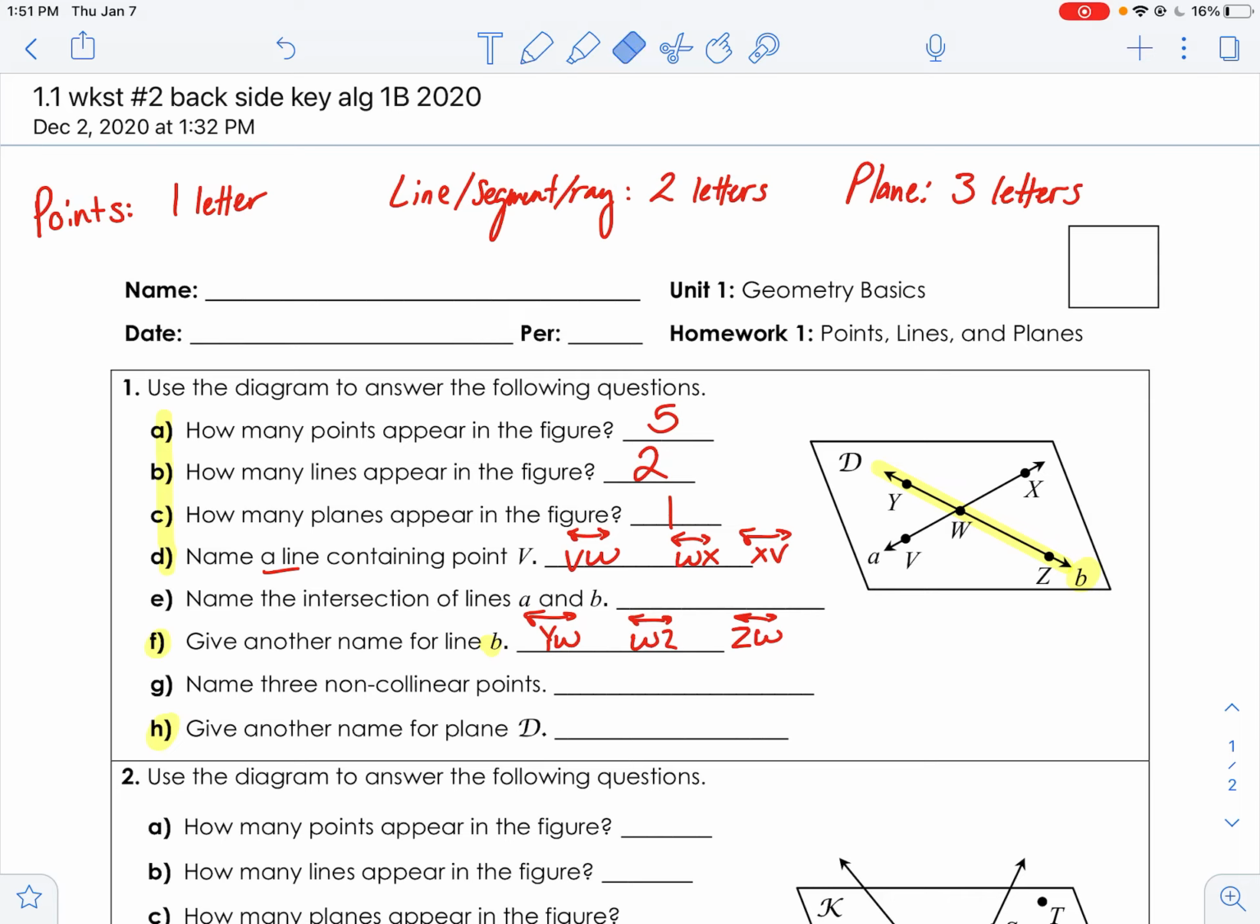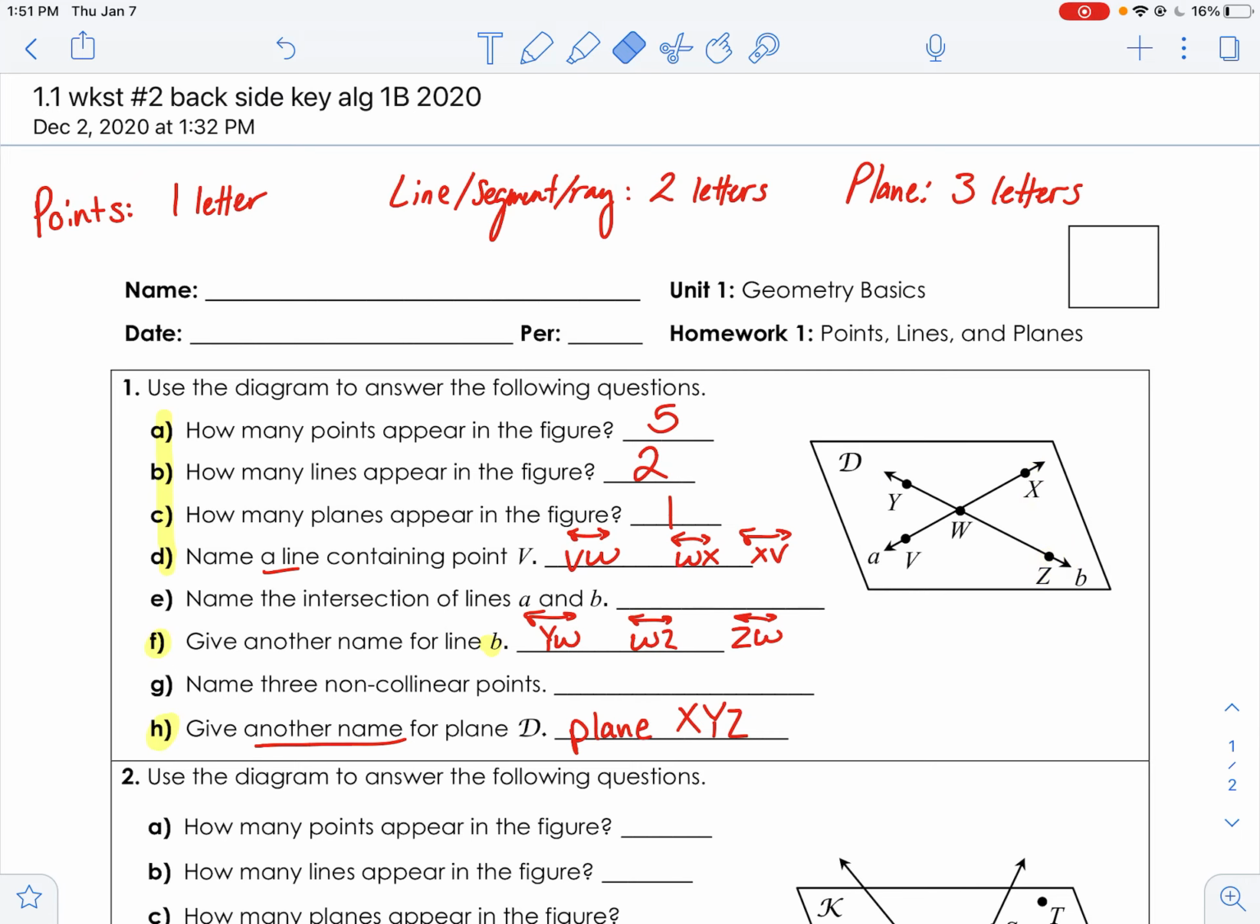And our last one here for this part, name another name for plane D. This is our plane. So we have a plane, which means I need 3 letters, and they cannot be in a straight line. So I can't pick YWZ or VWX, but I can pick XYZ. That would work because X, Y, and Z are not all in a straight line. So that's how we name our figures.